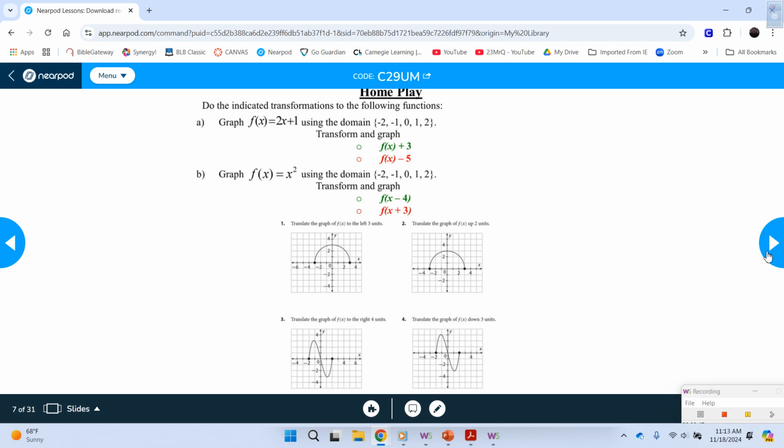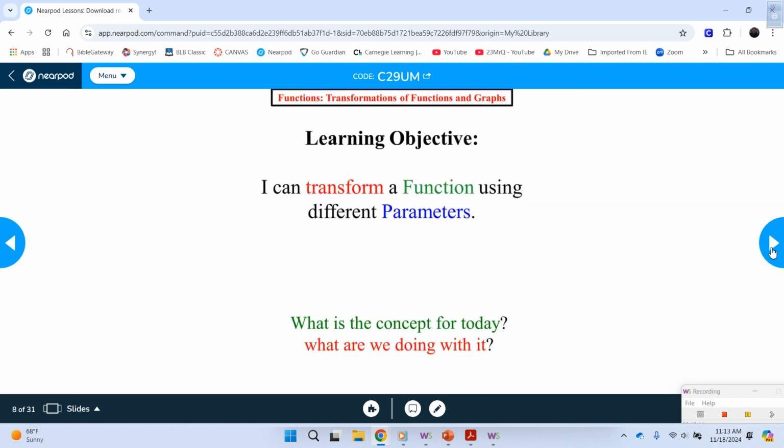And today we're starting with transformations. Let's go. Oh, yeah, we got this. All right. So we got to do the indicated transformation for the following functions, so A and B. And we got 4 of the graphs down here. You're going to be doing some transformations, and we'll talk about that in a little bit, all right? So get a Cornell note going, please. You don't need a Frayer model.